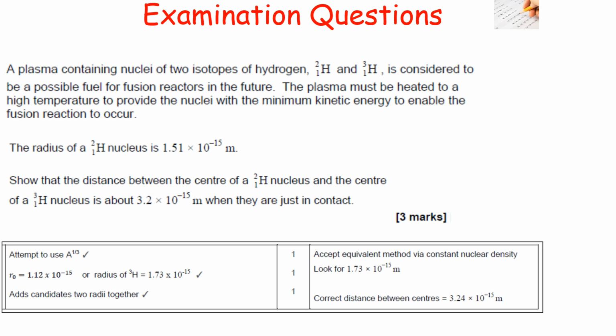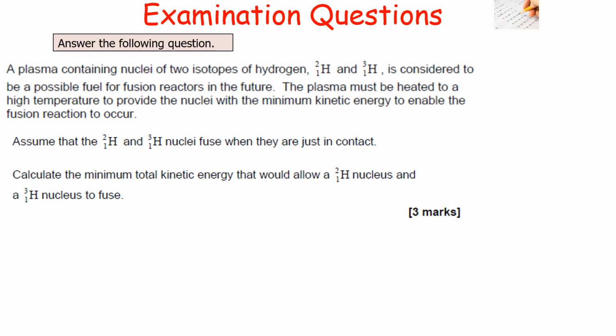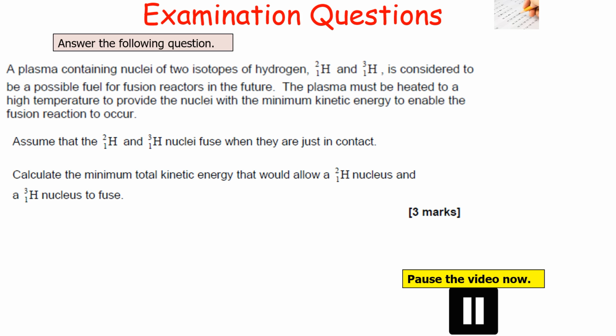The next question says, assume that the 2H and the 3H nuclei fuse when they are just in contact. Calculate the minimum total kinetic energy that would allow a 2H nucleus and a 3H nucleus to fuse. So pause the video now, then unpause the video when you want to go through your answer.